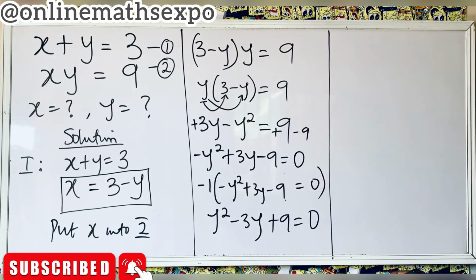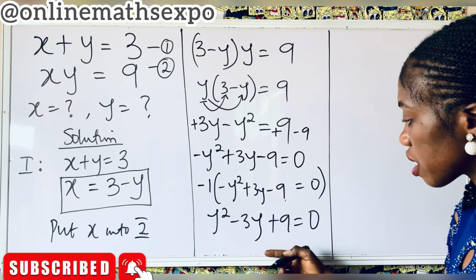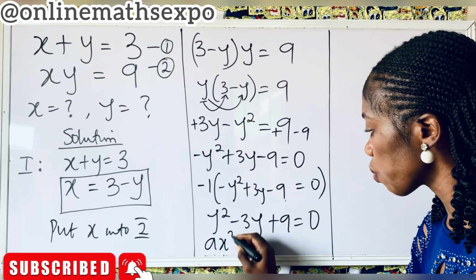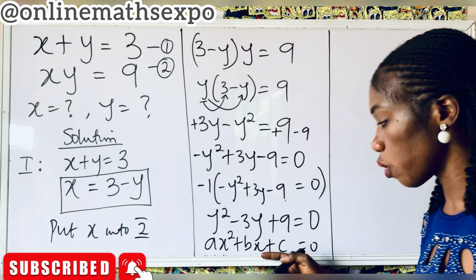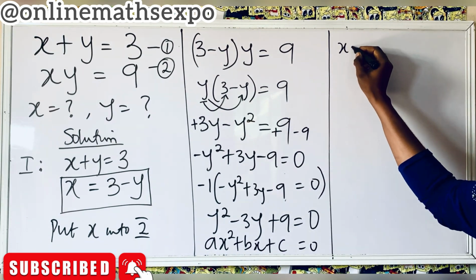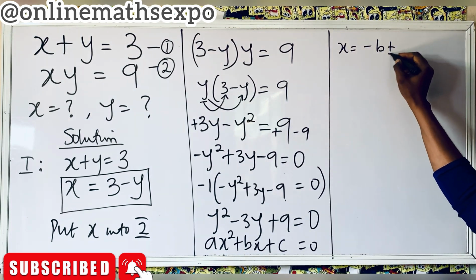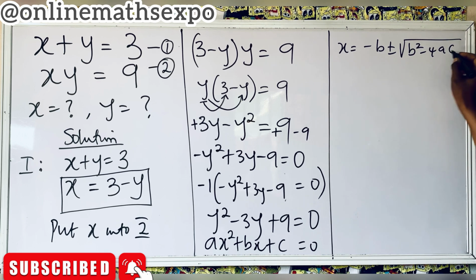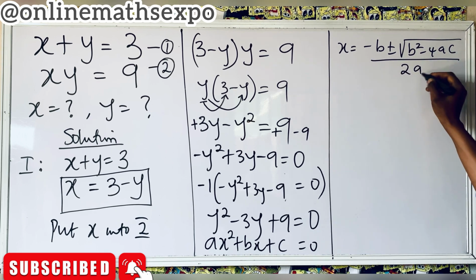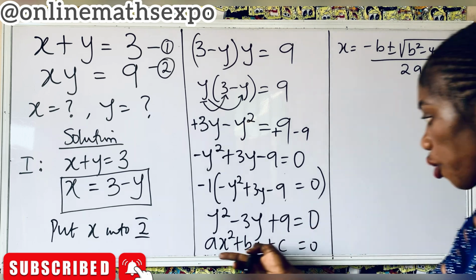So to use the formula method, remember, we're going to place this in the same form as the general quadratic equation, which is this. The formula is y equals negative b plus or minus the square root of b squared minus 4ac, all over 2a, which are gotten from this.